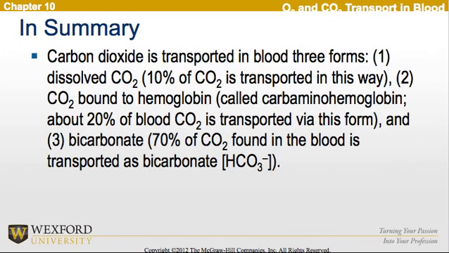In addition, carbon dioxide is transported in the blood in three forms. One, dissolved carbon dioxide, which is how 10% of carbon dioxide is transported. There's also carbon dioxide bound to hemoglobin, and about 20% of the blood carbon dioxide is transported via this form. And we also have bicarbonate, where 70% of the carbon dioxide found in the blood is transported as bicarbonate.